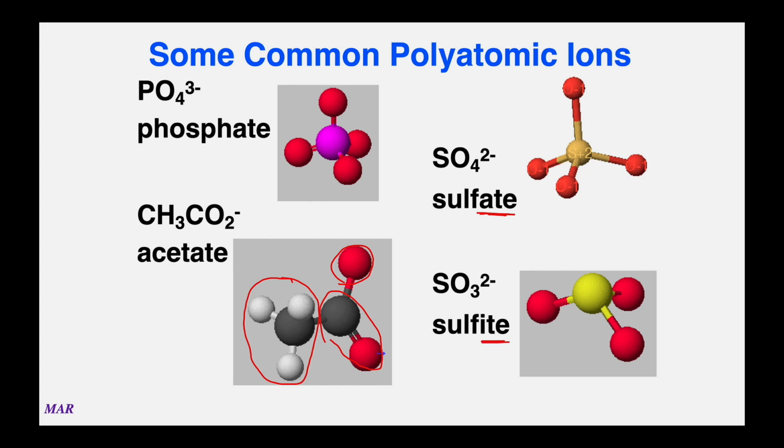So you can see there going from sulfate to sulfite, it's basically 1 less oxygen. You still have the sulfur central atom, you still have a -2 charge, but sulfite has 1 less oxygen than sulfate. And this is a common kind of pattern you're going to see. Sulfate, sulfite, 1 less oxygen.